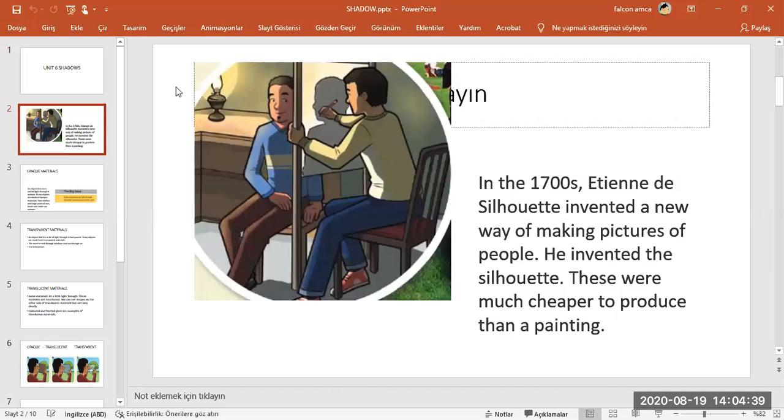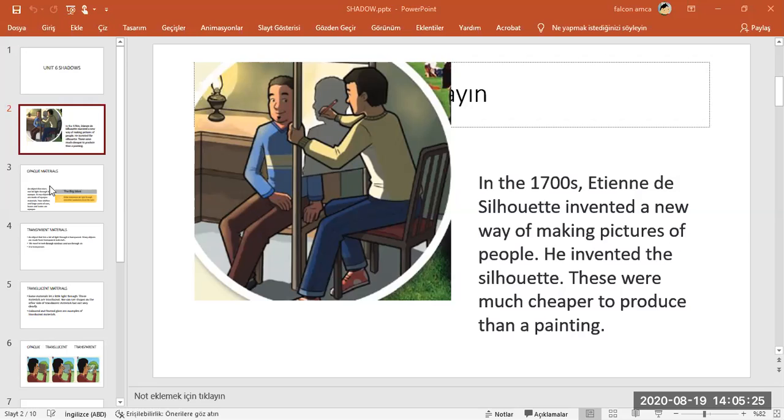Okay, you see the shadow of this man. And this is a painter, as you see, in the 1070s, and they are making pictures. They are making pictures by using shadows. It is called a silhouette. This is the shadow of this man, and this painter is using this silhouette to draw.